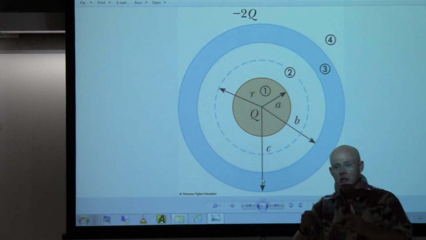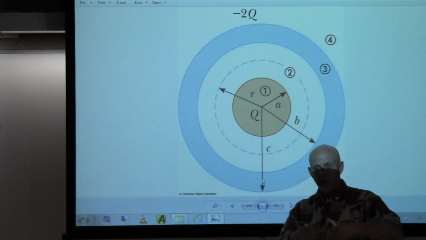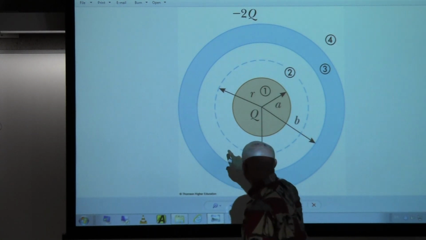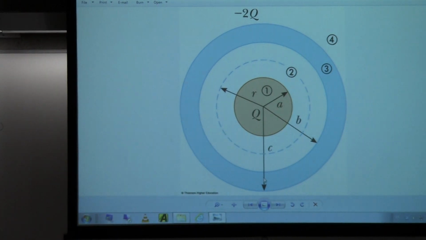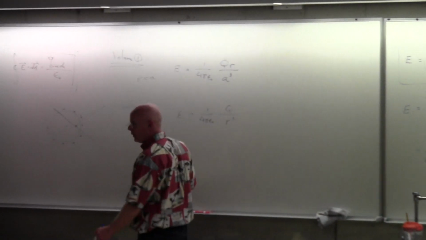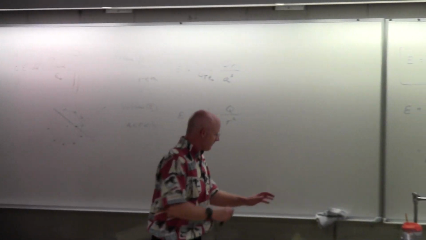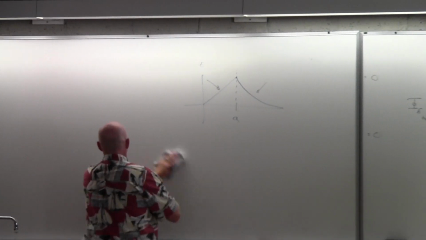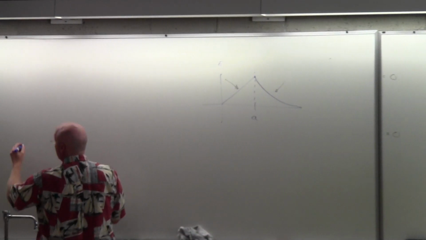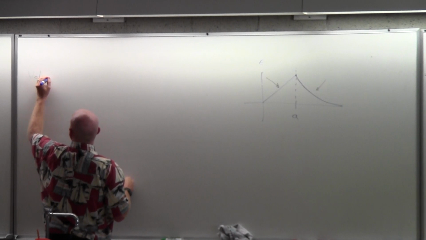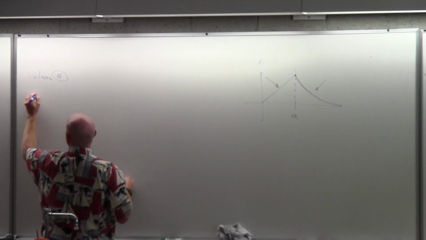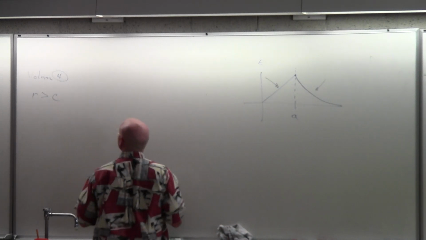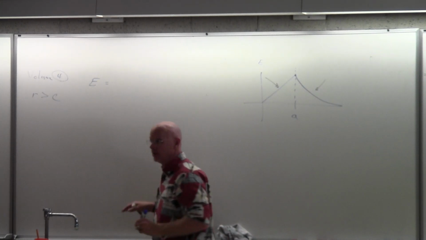Because I have to do a Gaussian surface for every position. Inside, volume 1. Volume 2 is the one they show. So this would be a Gaussian surface for volume number 2. 3 is going to be a little bit harder, so why don't I jump to 4 real quick? What am I going to get for 4? Volume 4. R greater than C. What am I going to get for the electric field?